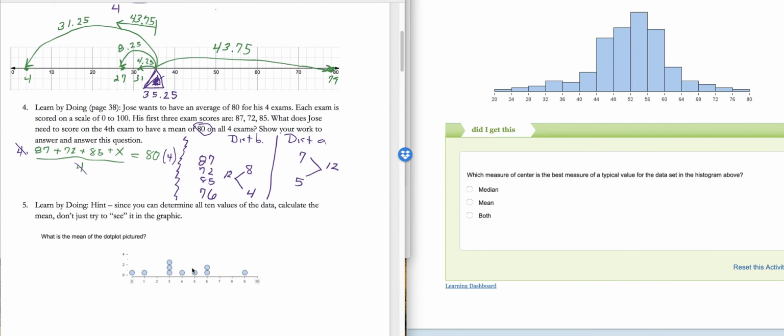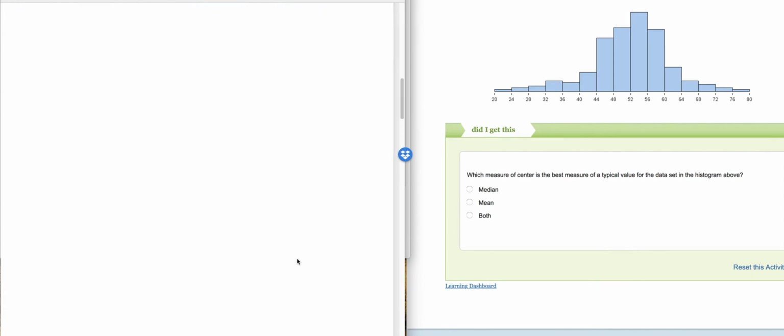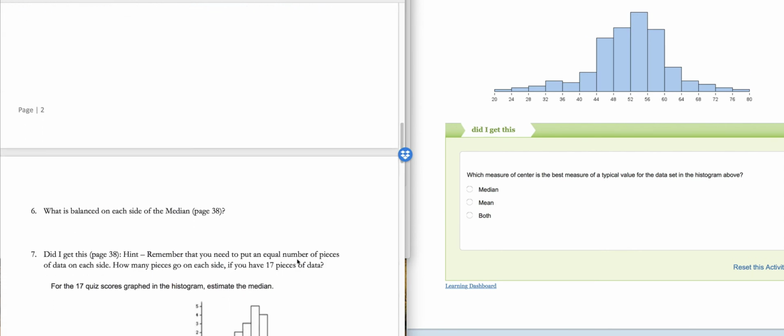The next learn by doing, I've given you a hint there. I definitely want you to think from a graph point of view about using that idea of a balance point to find the mean, but they really want something very exact here. So maybe think about from that balancing point what you think it should be, but then you can go ahead and figure out what each piece of data is in this data set from the dot plot, and from there you will be able to calculate the mean that they're looking for. Oops, got a blank page there.